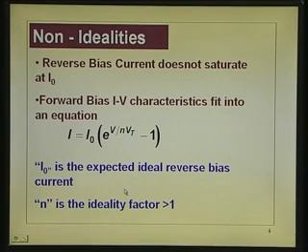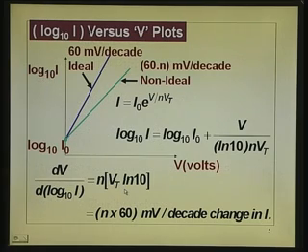Okay. Now, to plot on a log scale, the ideal characteristic is this one. I, log to the base 10, versus V volts, given by I naught e to the power of V by V t, will be linear.